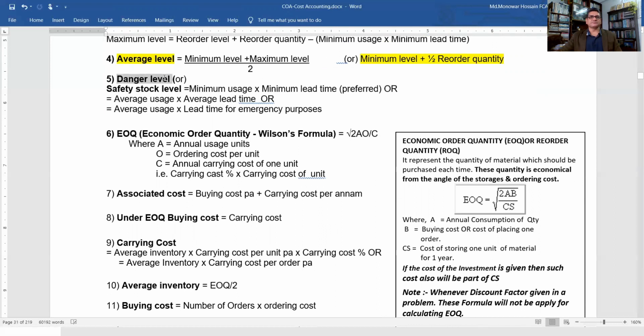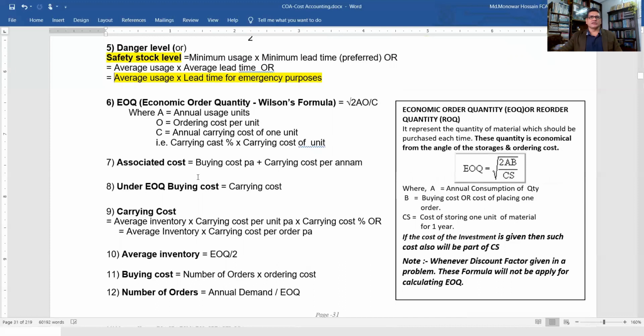Danger level, also called safety stock level: minimum use multiplied by minimum lead time, or average use multiplied by average lead time, or average use multiplied by lead time for emergency purchase is the danger level. And finally, EOQ, economic order quantity.